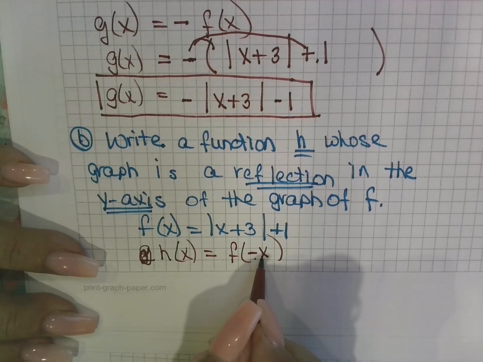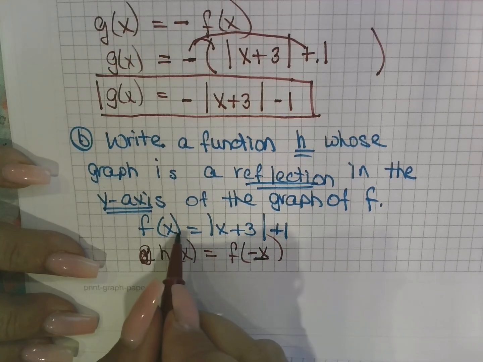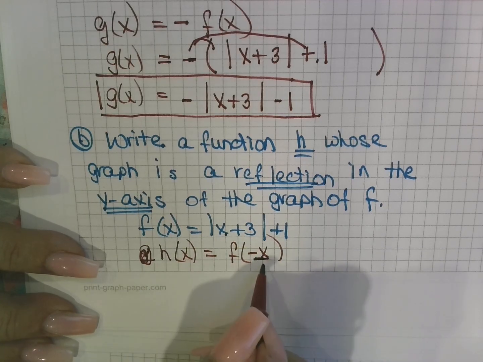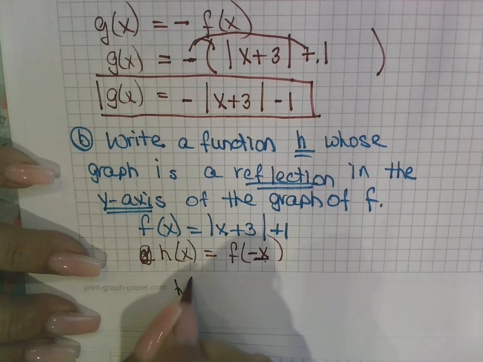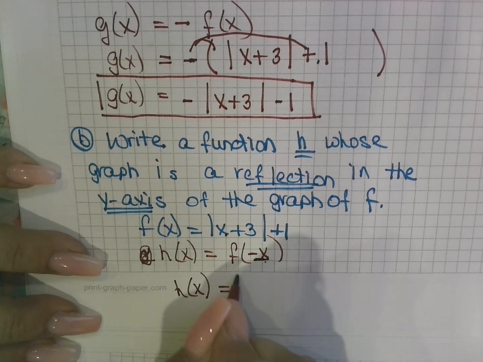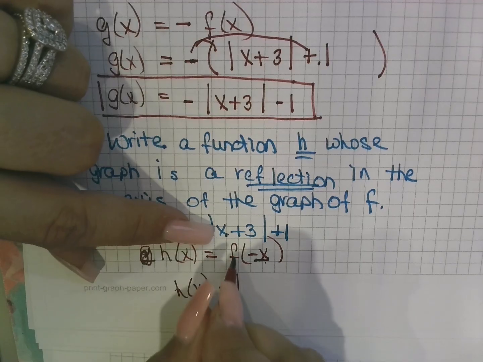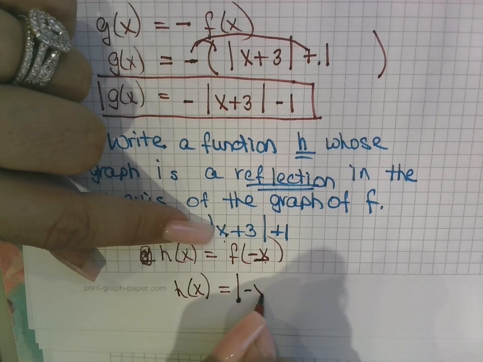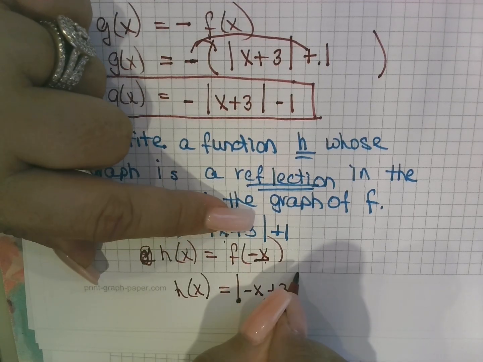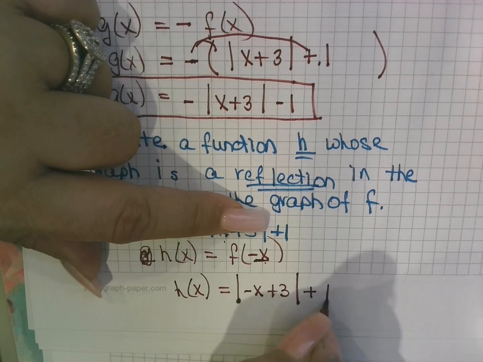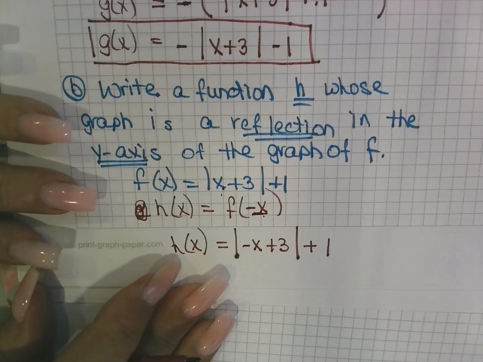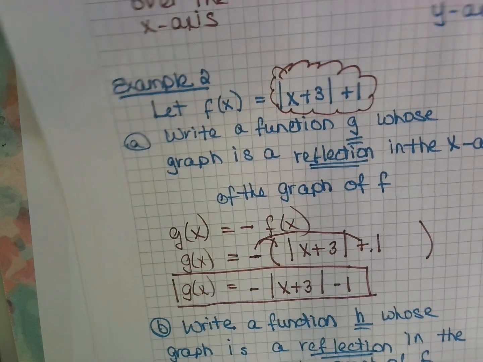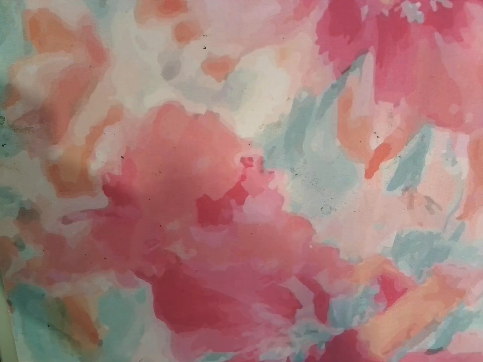So now what you do here is go back up to f of x, and wherever there is an x, you're going to put a negative sign. So h of x equals, we copy the absolute value sign. Instead of x, we're going to put negative x plus 3, close the absolute value, plus 1. All right? Let me scoot this up just a tad. Sorry about that.